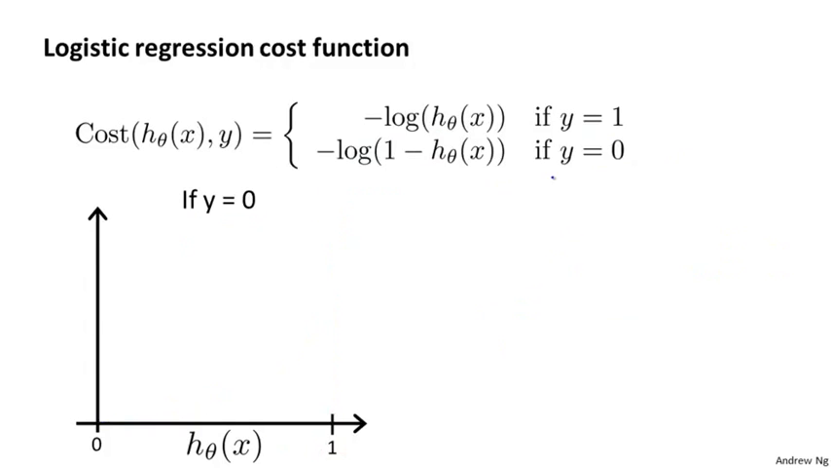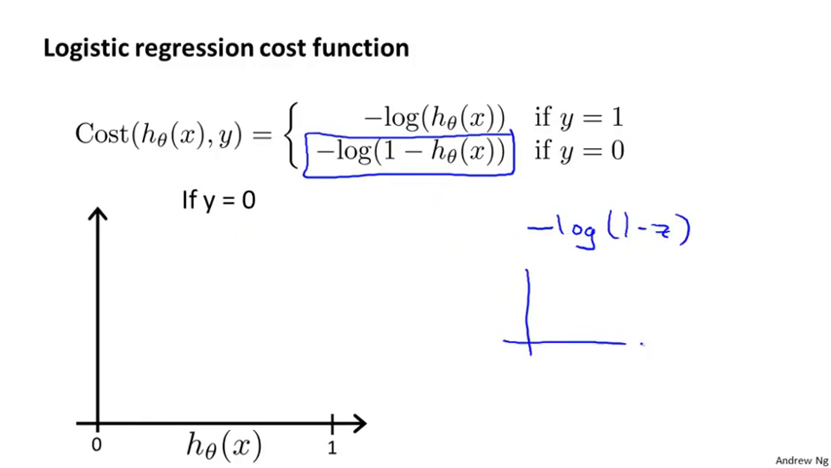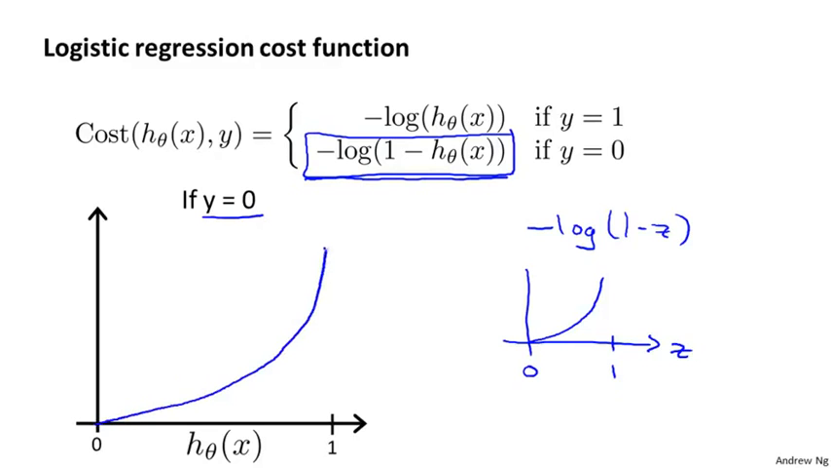Let's plot the cost function for the case of y equals 0. So if y equals 0, that's going to be our cost function. If you look at this expression, and if you plot minus log 1 minus z, if you figure out what that looks like, you get a figure that looks like this, which goes from 0 to 1 with the z-axis on the horizontal axis. So if you take this cost function and plot it for the case of y equals 0, what you get is that the cost function looks like this. And what this cost function does is that it blows up, or it goes to positive infinity, as h of x goes to 1.